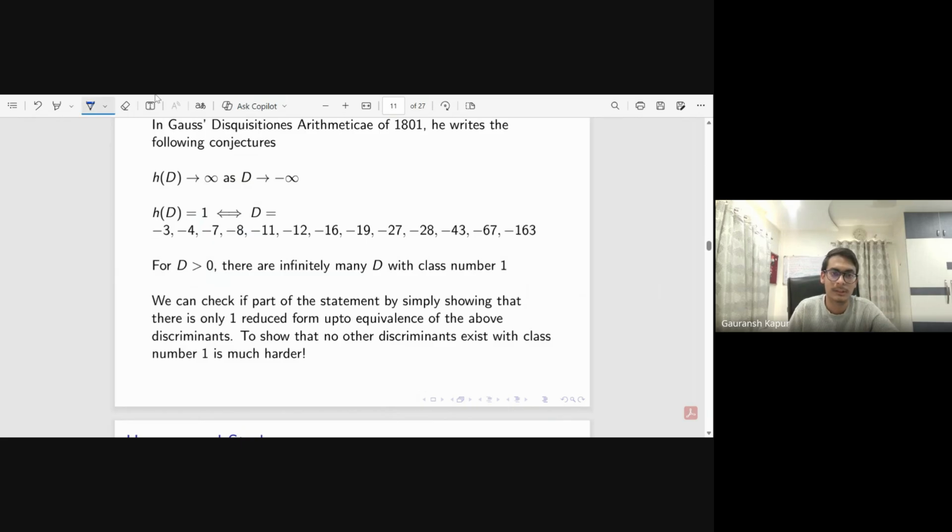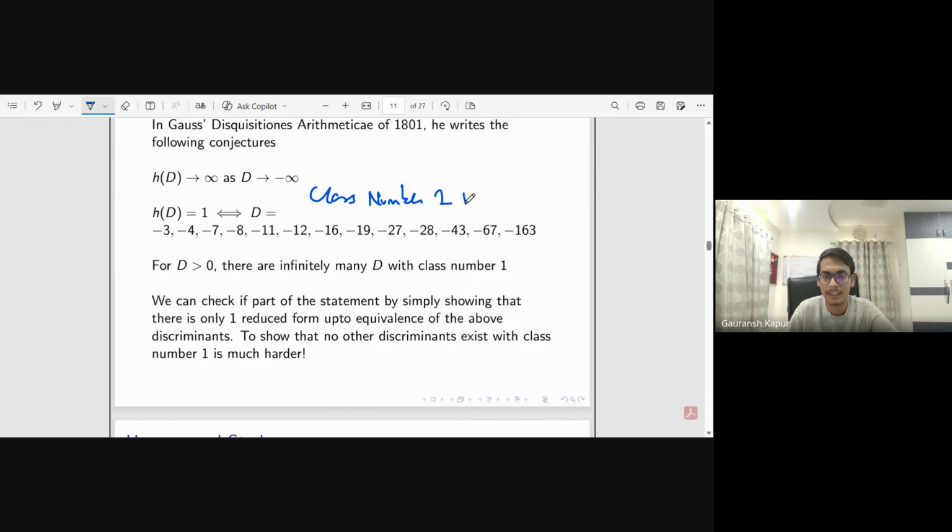So what Gauss was saying is that as you decrease your discriminant down and down towards minus infinity, the class number will increase to infinity. This was proved, I don't remember by whom, in the early 1900s. And the second statement is called the class number one problem.